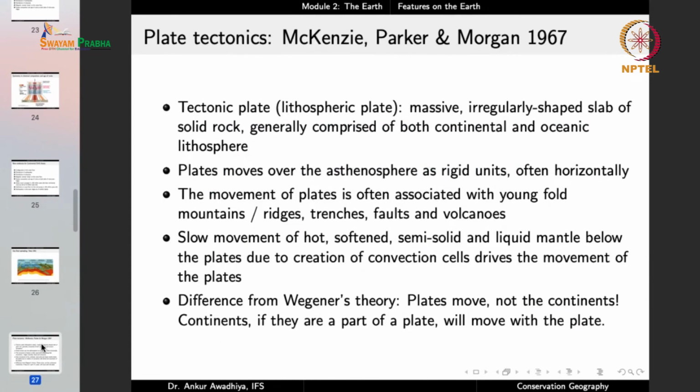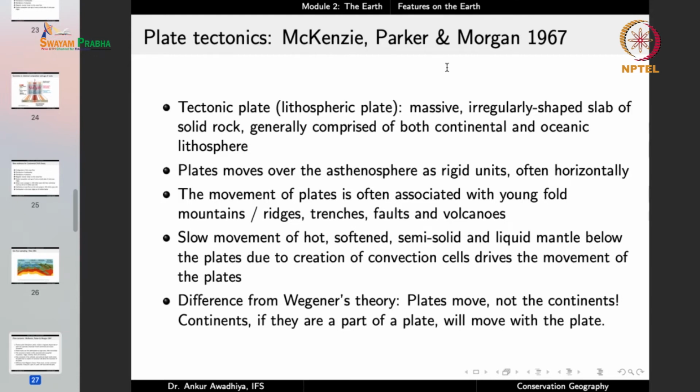And this model was later further refined into the plate tectonic model by McKenzie, Parker and Morgan in 1967. Now, plate tectonics talks about tectonic plates, which are lithospheric plates. Lithos is rock. So this is the sphere of rocks, and this sphere of rocks, that is the crust, it is divided into different plates.